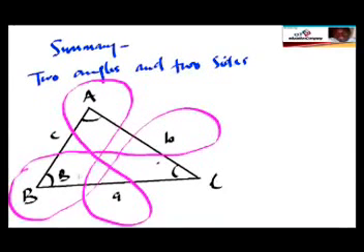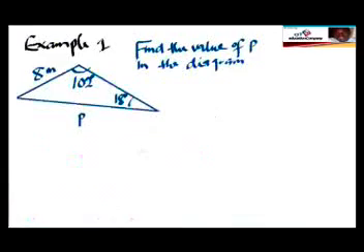Let's take an example and see what we are talking about here. This question says, find the value of P in the diagram. And the diagram is given this way, 8 meters, although our sides are not listed.